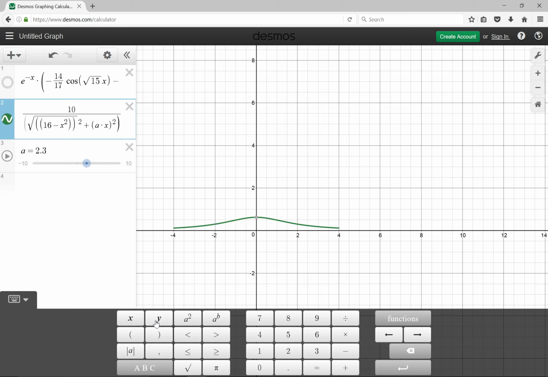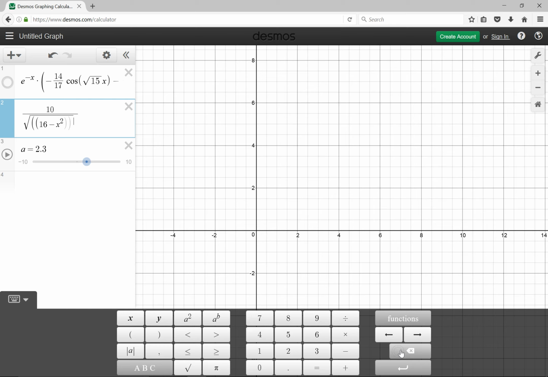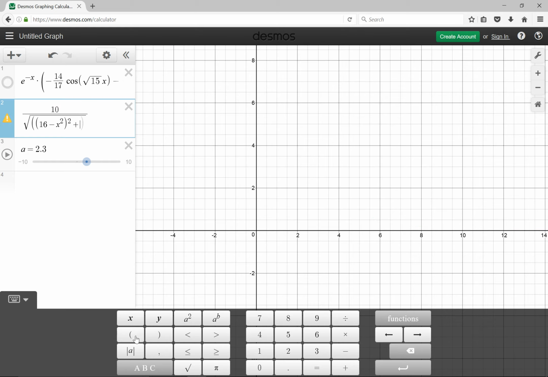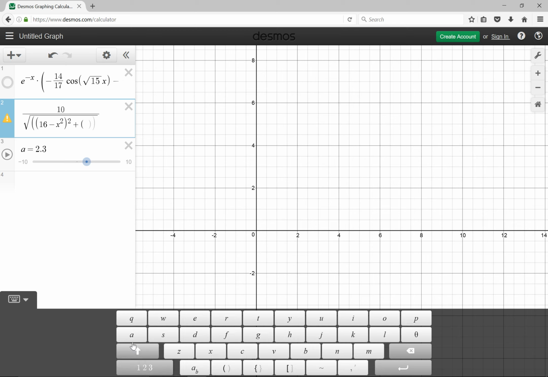What? What? Okay, now I'm just getting pissed off. Plus, it's starting to look like it's supposed to look, for crying out loud.